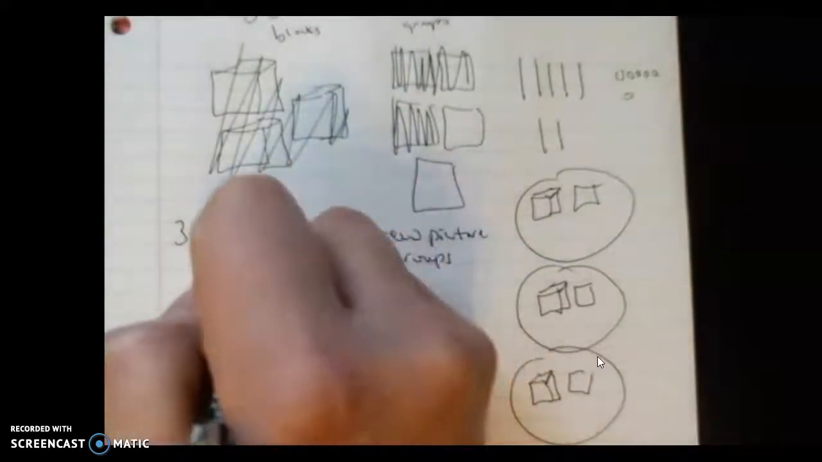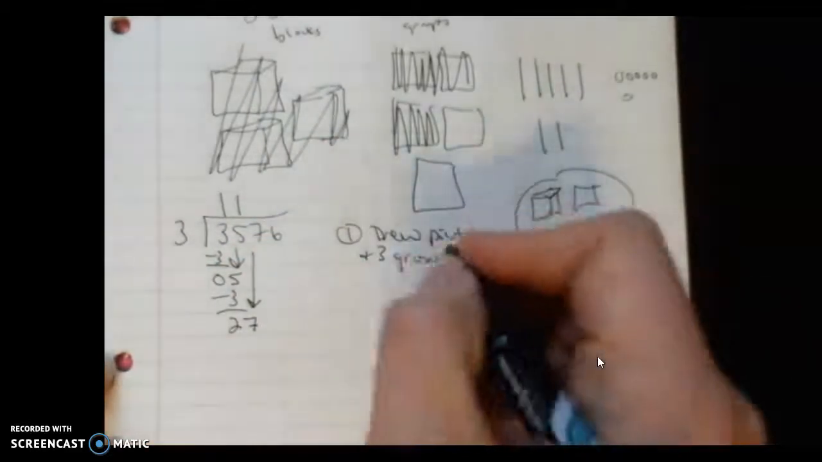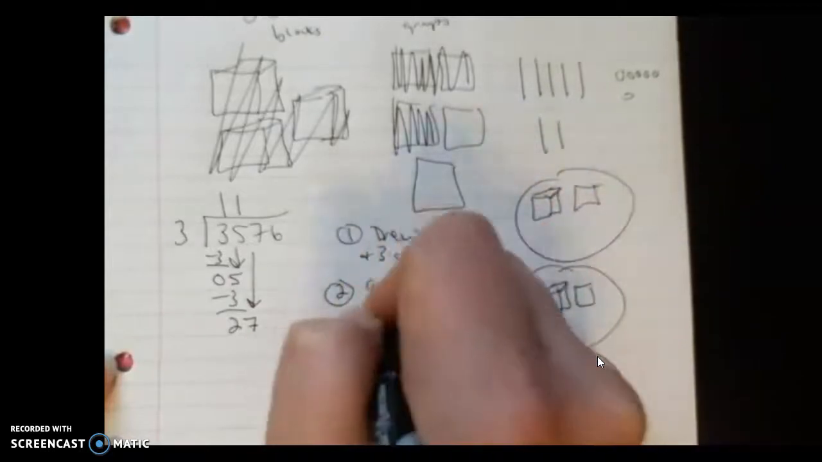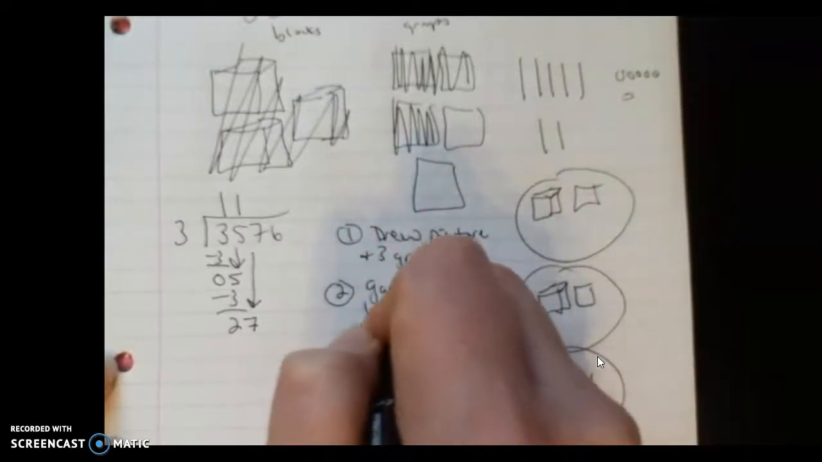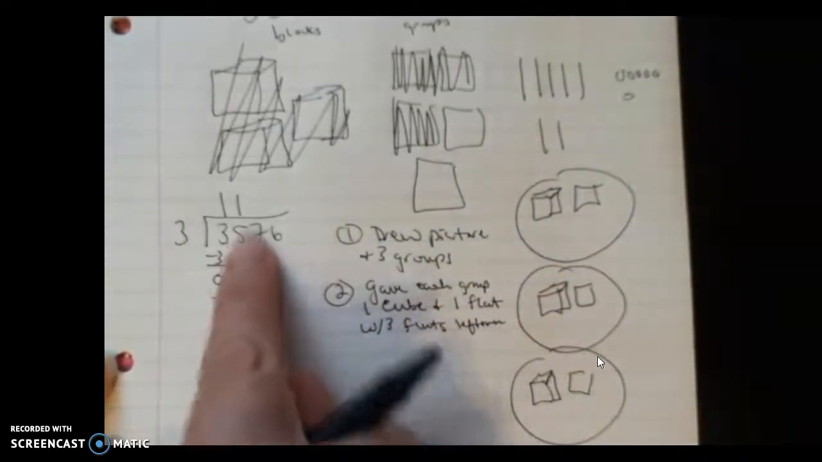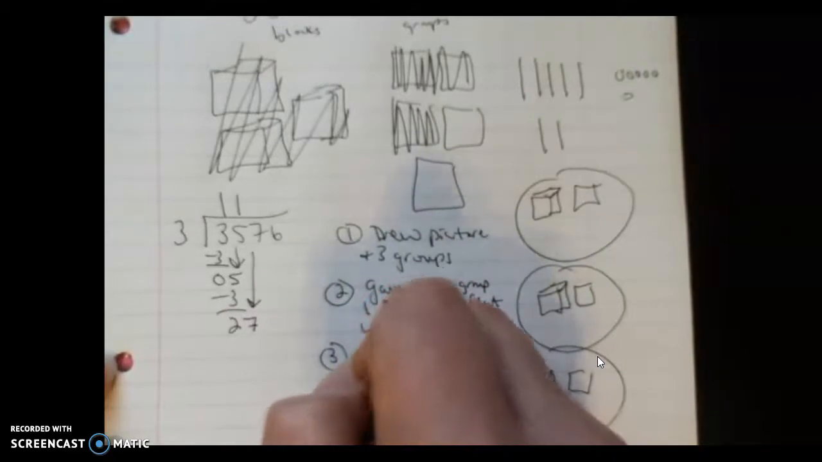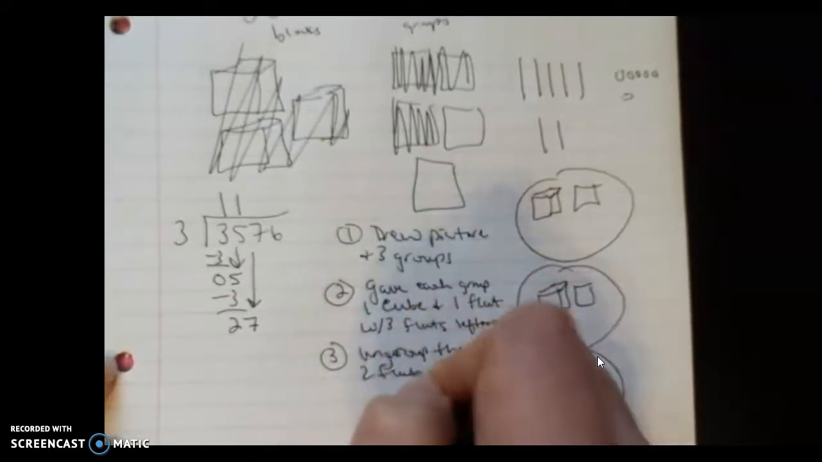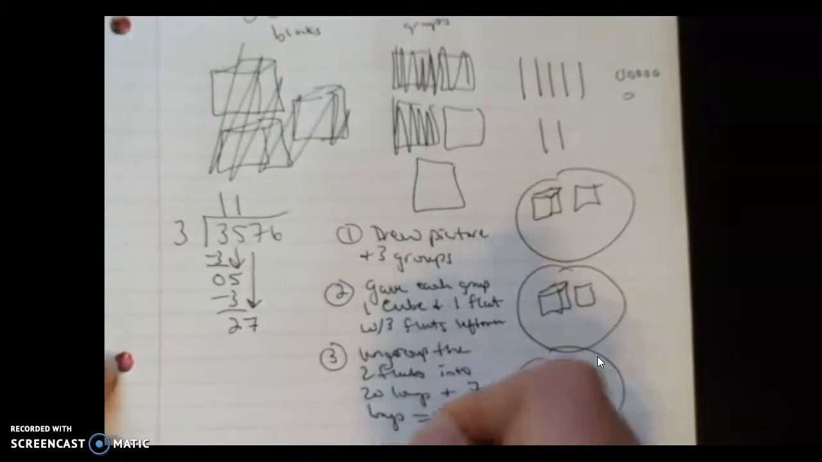All right. So when I bring down the 7, that represents me going into longs. So step number 2 is I gave each group one cube and 1 flat with 2 flats left over. Now, at this point, you need to convert. So when you bring down the 7, that represents you converting everything into longs, okay? So unconvert, or let's do ungroup. Ungroup the 2 flats into 20 longs plus 7 longs equals 27 longs.